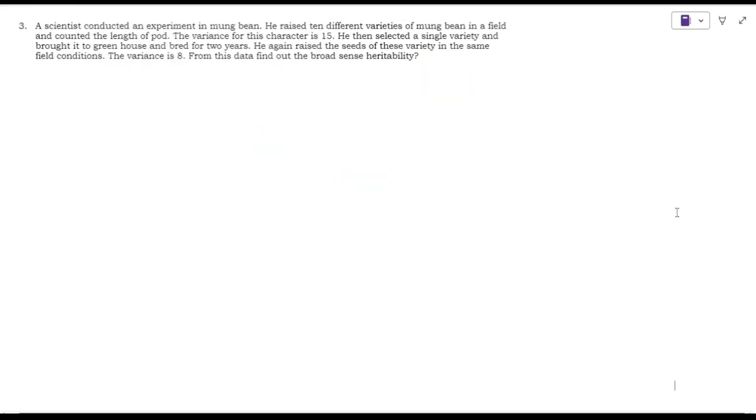A scientist conducted an experiment in mung bean. He raised 10 different varieties of mung bean in a field and counted the length of the pod. The variance for this character is 15. That means scientists grow different varieties of mung bean in the field, and it definitely shows phenotypic variation that is equal to 15.